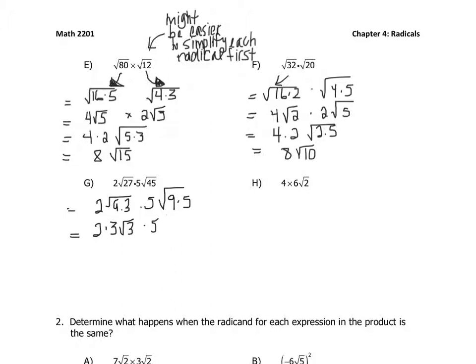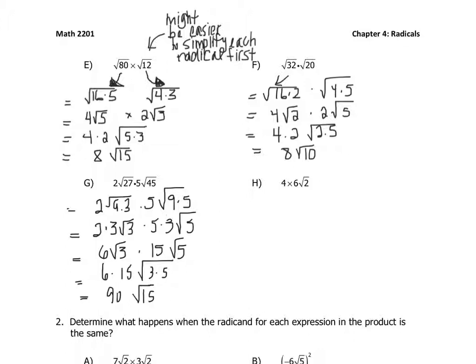Square root of 9 comes out as 3, leaving you with just 5 under the radical sign. And that will give you 6 root 3 times 15 root 5, which is going to give you 6 times 15, and then the 3 and the 5 get multiplied under the 1 radical sign, and 6 15s are 90 root 15. And again, 15 has no perfect square factors, so therefore this is in simplest radical form.